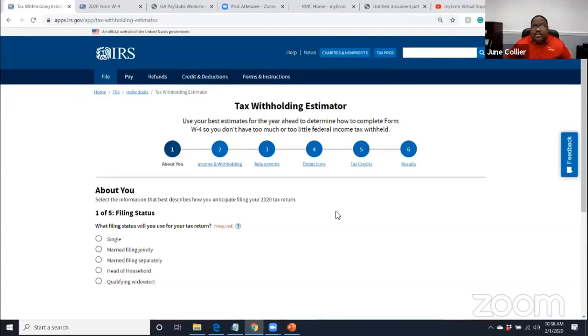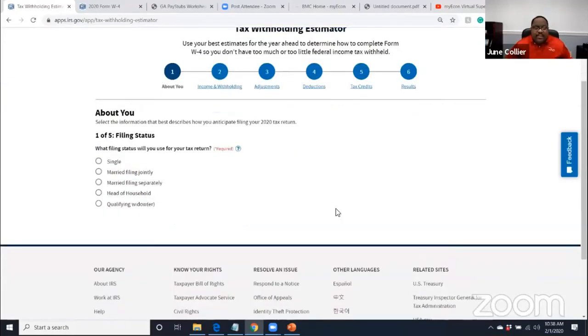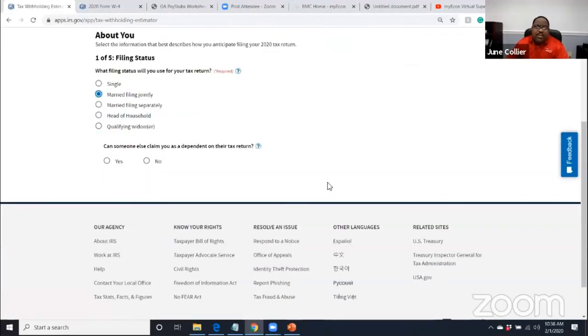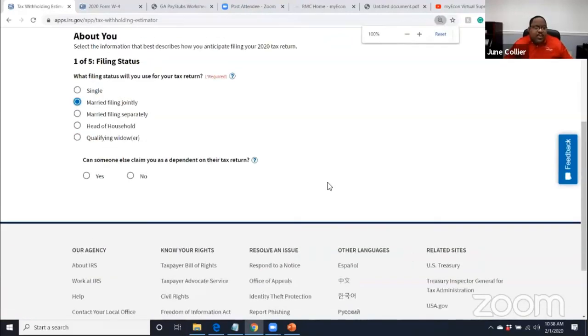Let's go through this calculator really quick and fill this out. Remember, you want your latest paycheck stub in front of you as you fill this out. The first question asks us, what filing status will you use for your tax return? They're going to be using married filing jointly. As we answer questions, new questions pop up in front of us. The next question is, can someone else claim you as a dependent on your tax return?